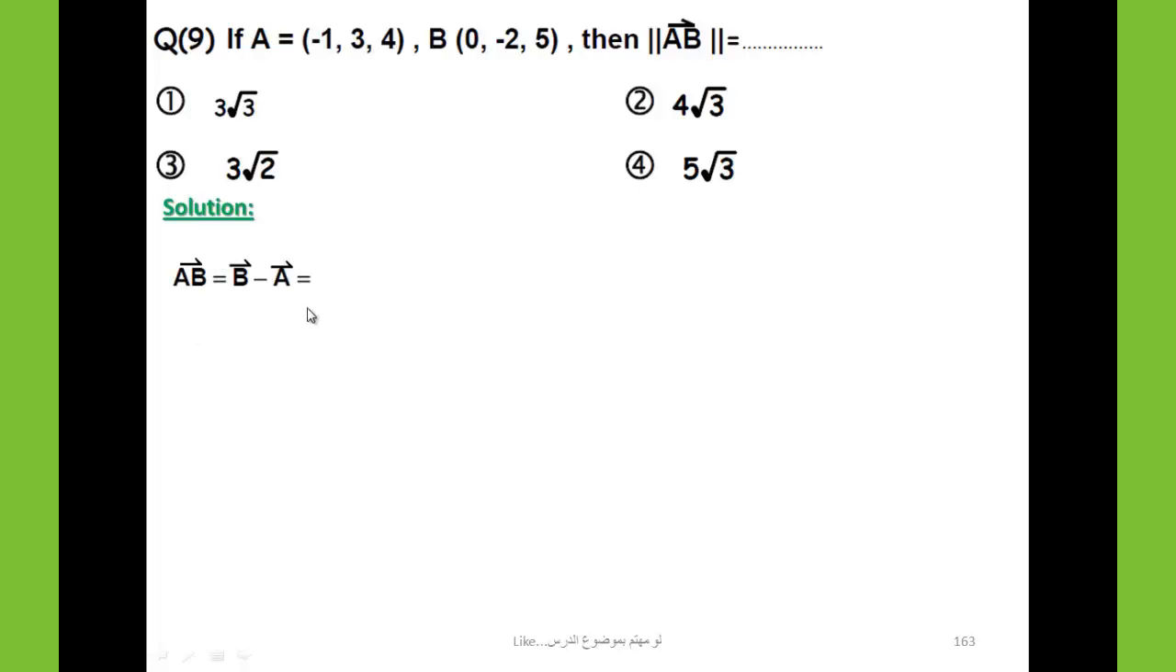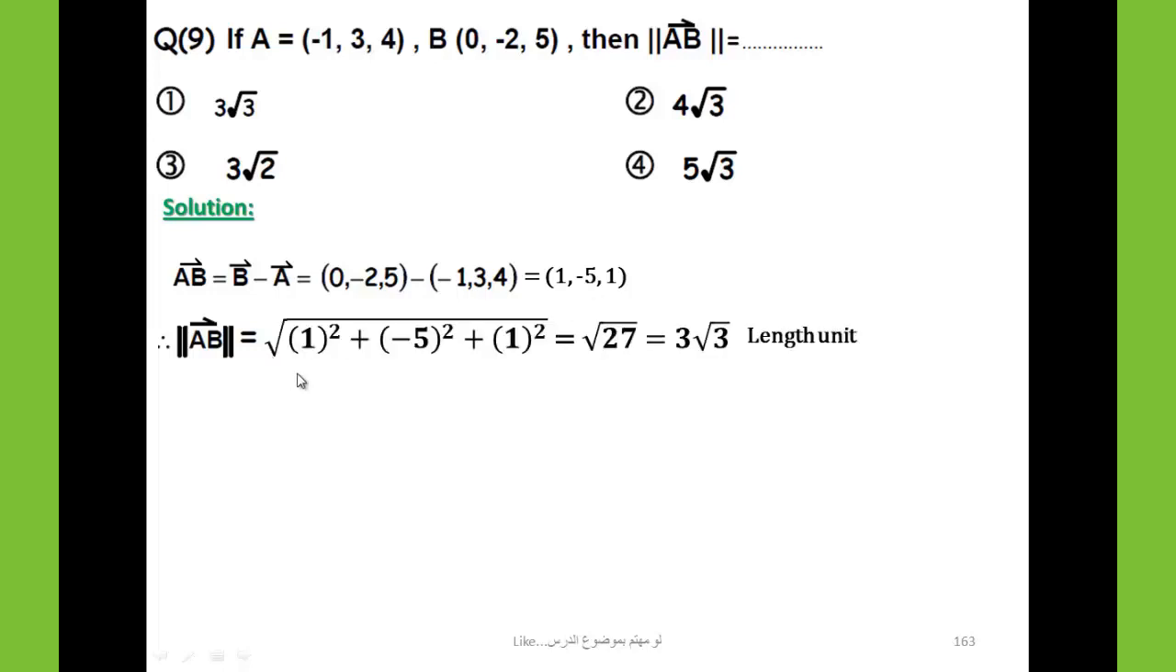AB equals B minus A, which equals (0, -2, 5) minus (-1, 3, 4), which equals (0 minus negative 1 is positive 1, negative 2 minus 3 is negative 5, 5 minus 4 equals 1). So the norm of AB equals the norm of this vector, which equals the square root of 1 squared plus negative 5 squared plus 1 squared, which equals the square root of 27, which equals 3 root 3 length units.